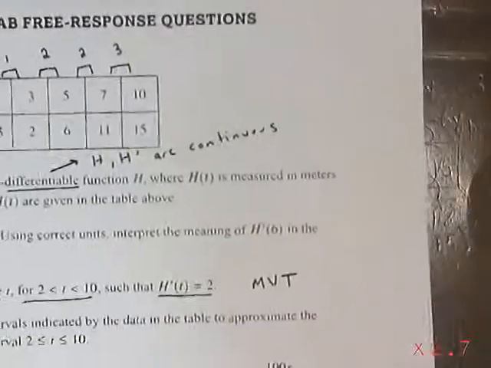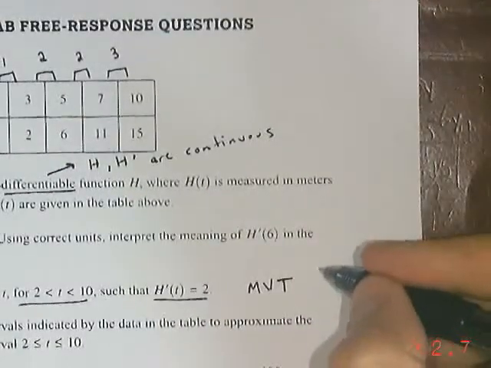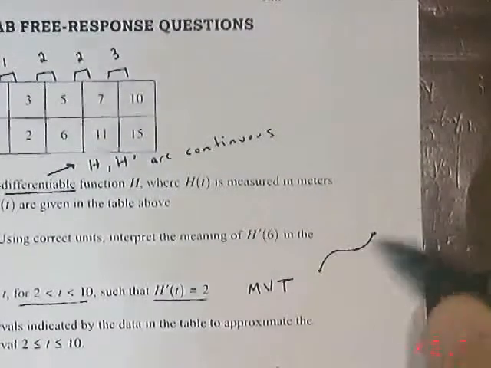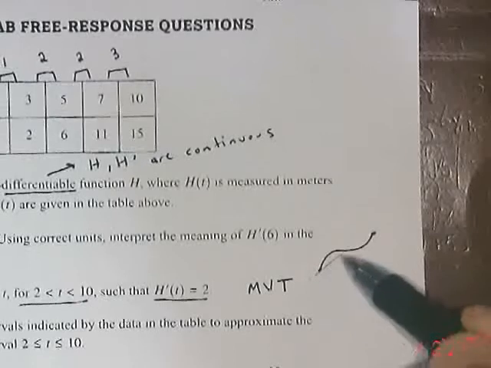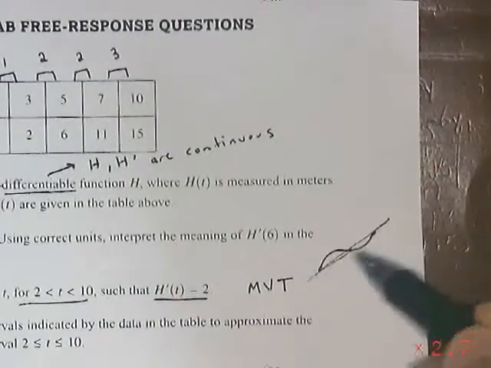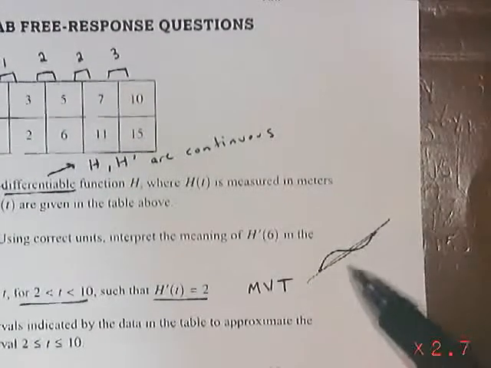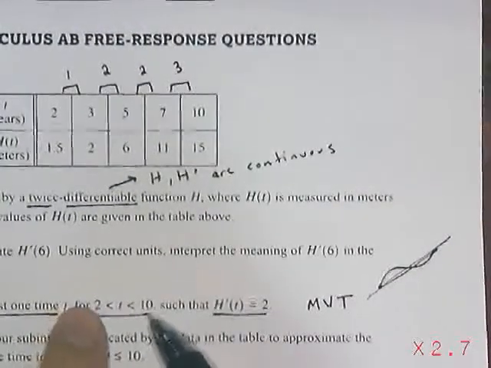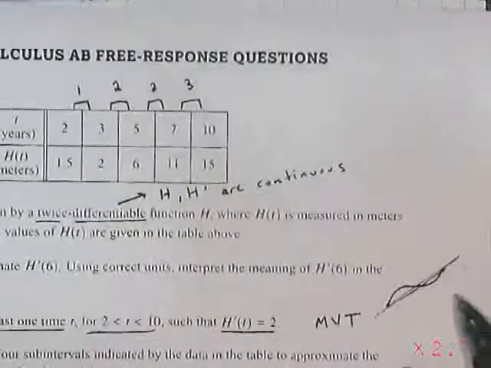Okay, again, mean value theorem is like, okay, you've got these endpoints on a closed interval that have a secant line running through them. That slope has to be matched somewhere in that interval. And so we're looking for an interval within here whose secant line has a slope of 2.